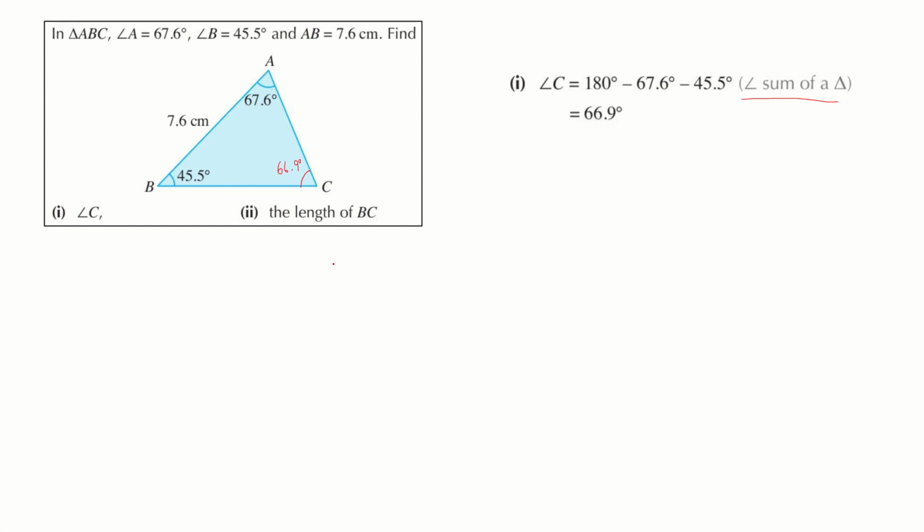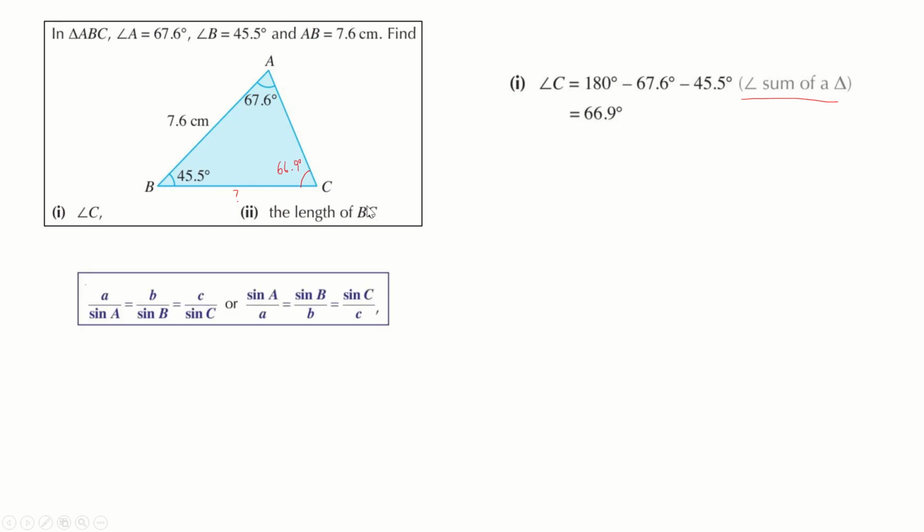So now let's do part 2 together. We have to find the length of BC. What does the sine rule state? Let's write it down. We have a over sine A equals b over sine B equals c over sine C, meaning I have to identify the angle that's opposite. So what I know is that the sine rule states that my BC over sine 67.6 degrees is equal to some other ratios. Of course, we have two other ratios: b over sine B, and c over sine C.